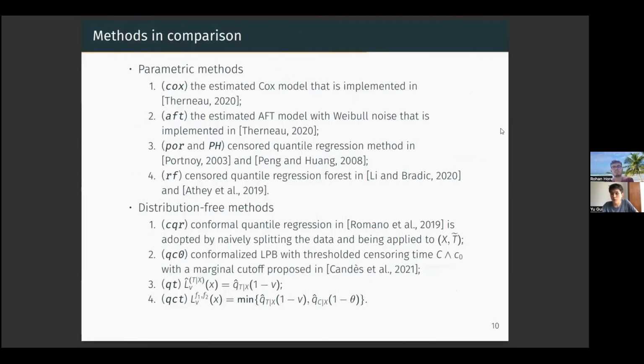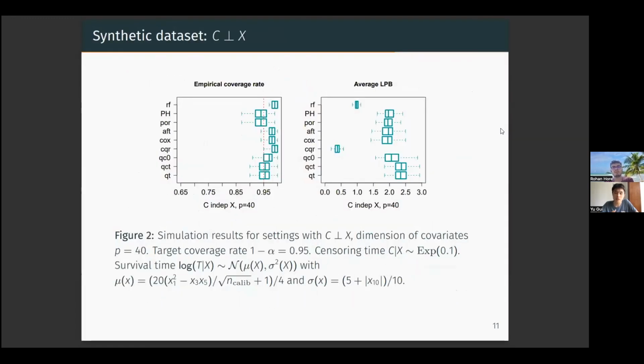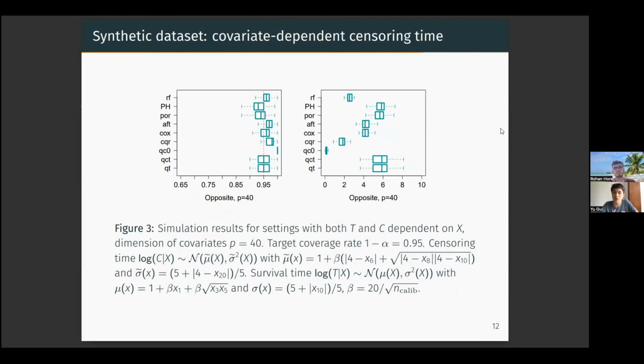Here are the methods to compare. And we go to the setting where C and X are dependent. Here we can see that our method has nearly exact coverage, but the two methods based on censored quantile regression are slightly undercovering, and other methods are conservative. And we should notice that the method with a fixed cutoff, which is denoted by QC0 here, has nearly 0 LPB, which is due to the failure to capture the variability in C given X.